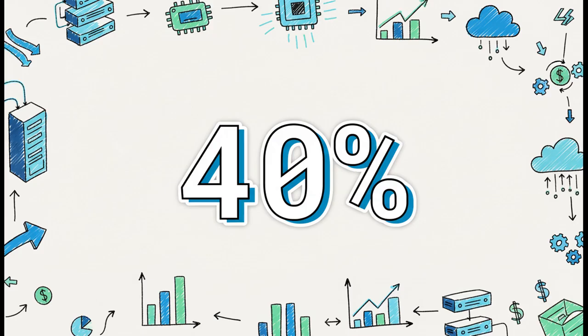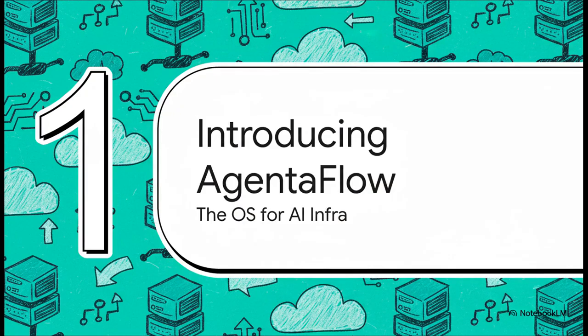Okay, get ready for this number, because frankly, it's a bit shocking. 40%. That's the typical idle time for those incredibly expensive GPUs that companies are either buying or renting. Just think about that. 40% of the time, they're just sitting there. That is a massive amount of wasted money and power. So you gotta ask, how do you fix a problem like that?